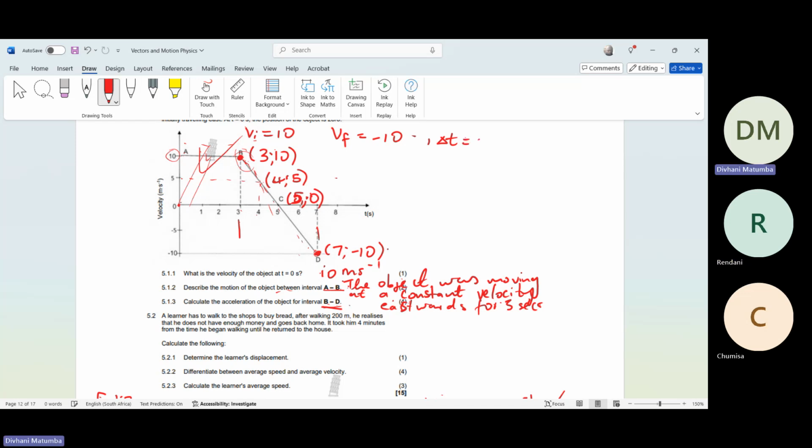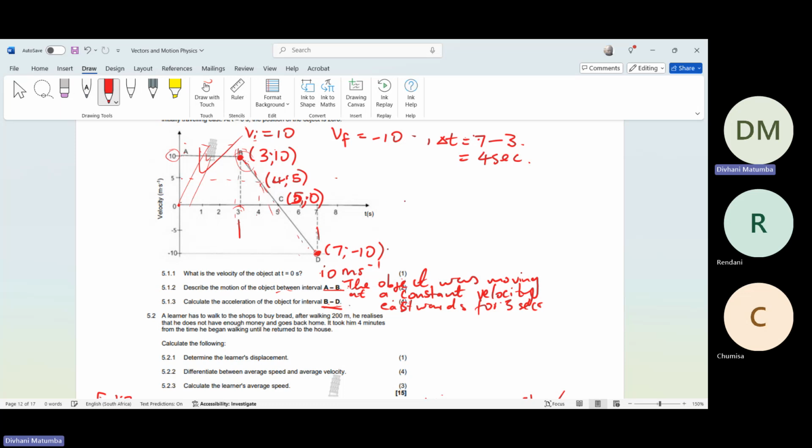It is going to be how much? 1, 2, 3, 5 seconds. So why is it 5 seconds? Velocity final is 7, right? Oh, not velocity, sorry. The time final is 7, and the time initial was from this point only. It was 3. So this will give you 4.